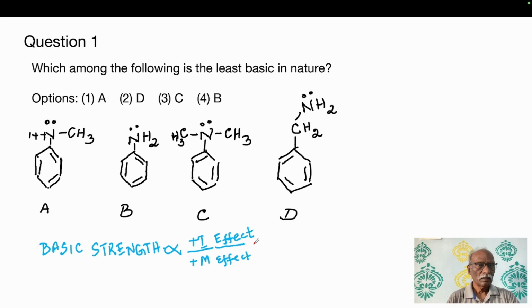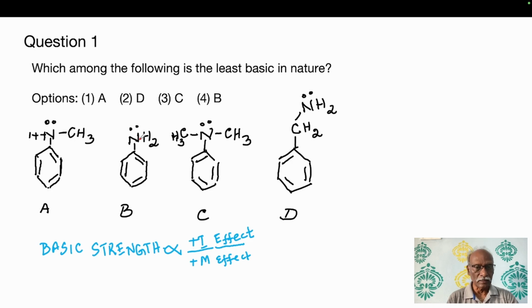The first one, question number 1. Which among the following is the least basic in nature? We are given 4 amine compounds. Out of these, we are going to compare the basic strength of these 4 compounds and decide which among them is the least basic. The basic strength of an amine is very much decided by the availability of the lone pair of electrons on the nitrogen atom.